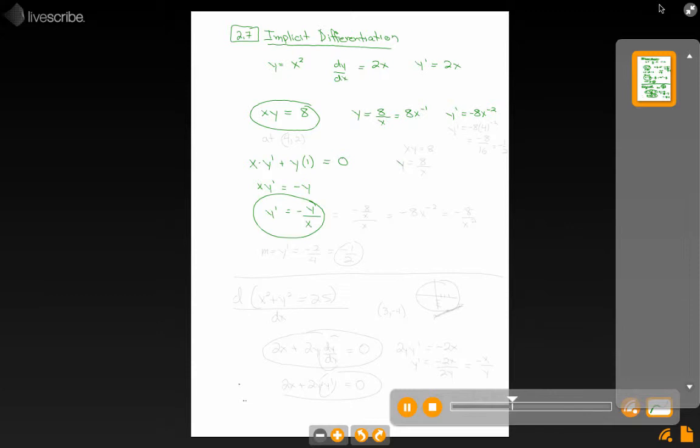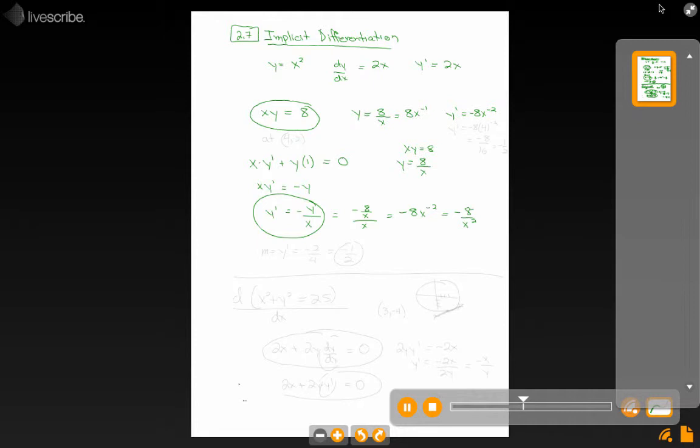As we said before, y equals 8 over x. In the case of x times y equals 8, if you put that in here, you've got negative 8 over x, which is negative 8 x to the negative 2, or negative 8 over x squared. It does give us the same derivative. It gives us the same answers.